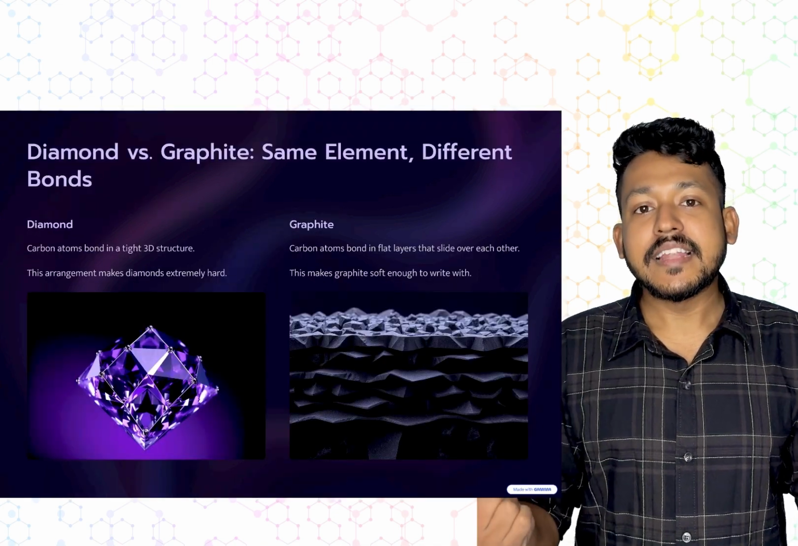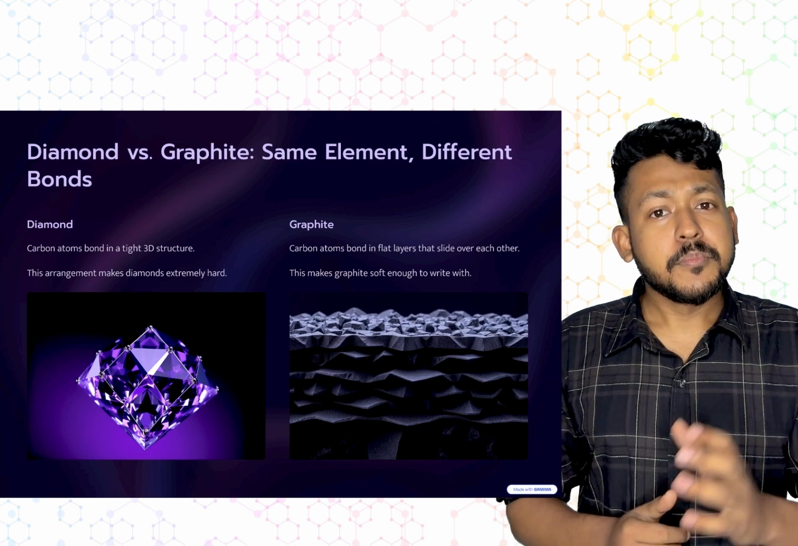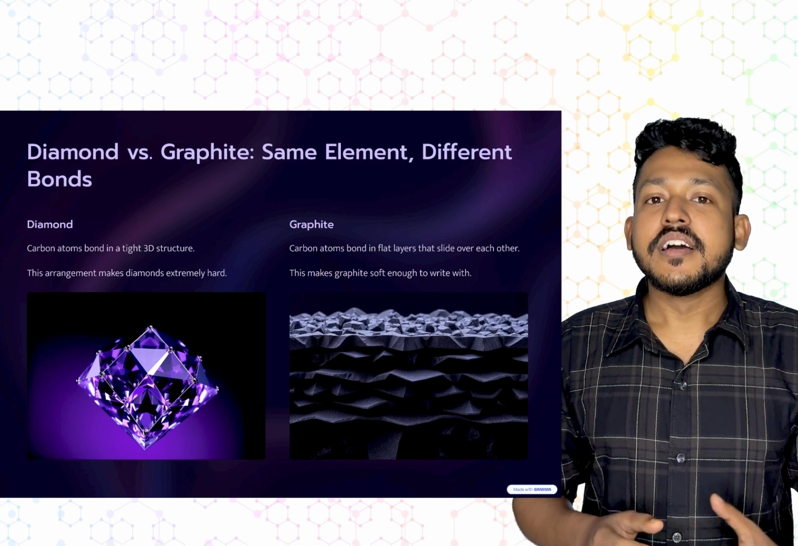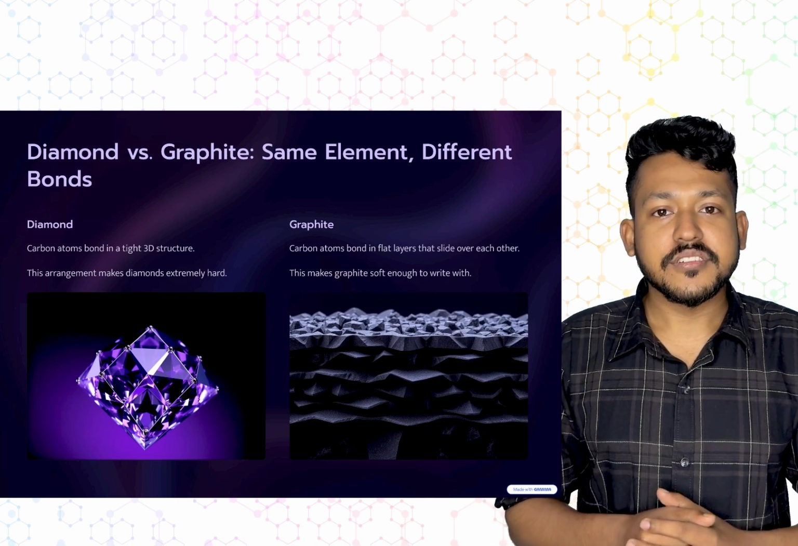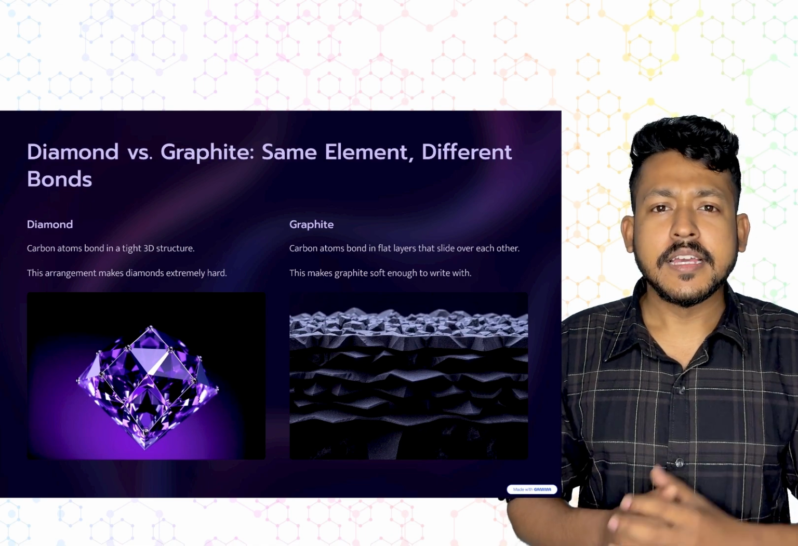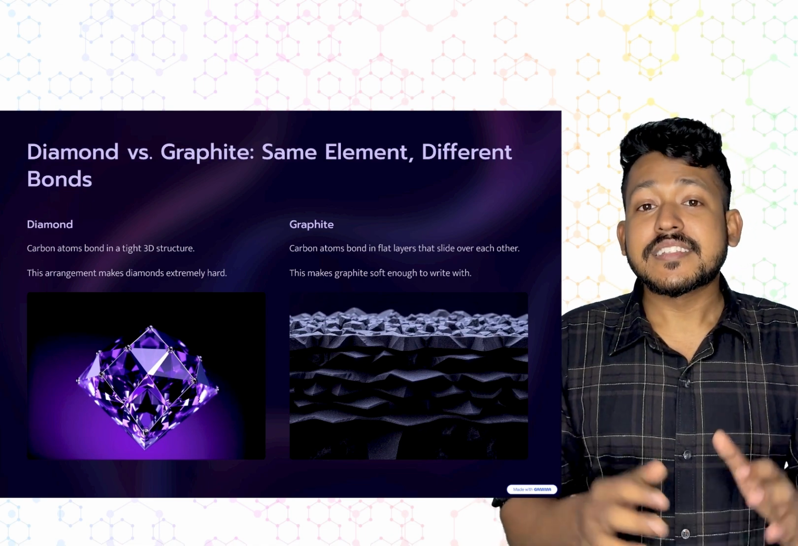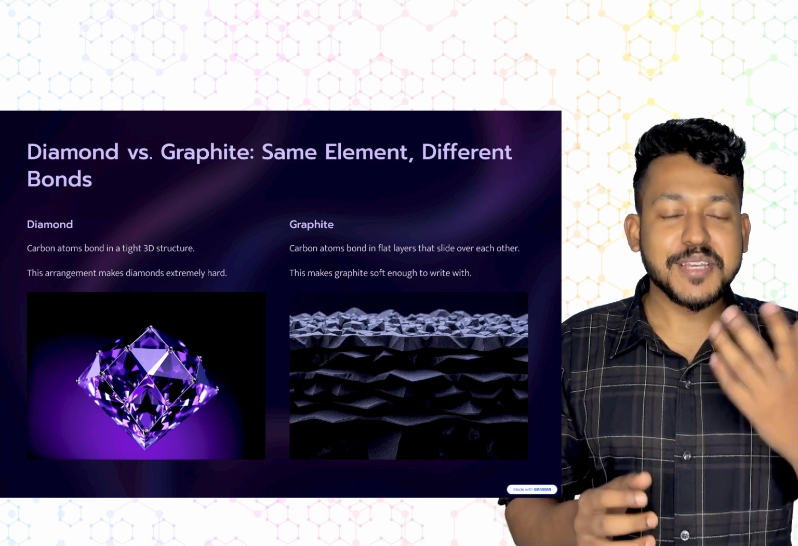Diamonds and pencil lead, called graphite, are both made of carbon atoms, but their covalent bonds are arranged differently. In diamonds, carbon atoms bond in a tight 3D structure, making it super hard. In graphite, carbon atoms bond in flat layers that slide over each other, making it soft enough to write with. Isn't chemistry full of surprises?